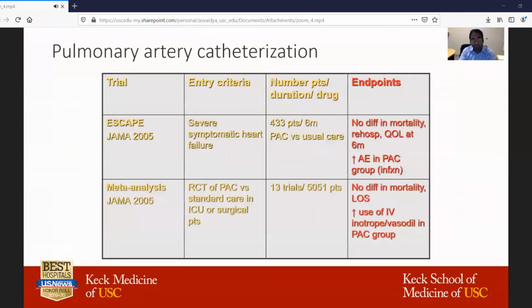So what are the trials for this? So the ESCAPE trial showed that there's no difference in mortality, rehospitalization, quality of life in 6 months, but increase in adverse events, infections, and pulmonary artery catheter complications. And then a meta-analysis of 13 different trials of 5,000 patients showed there's no difference in mortality or length of stay, but increased use of IV inotropes and vasodilators in the pulmonary artery catheter group.